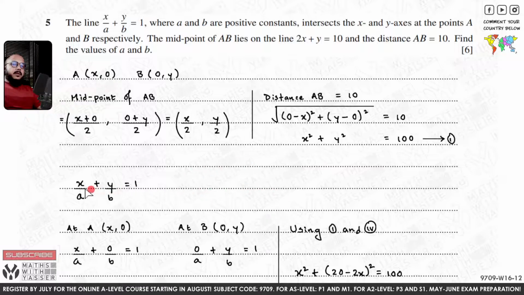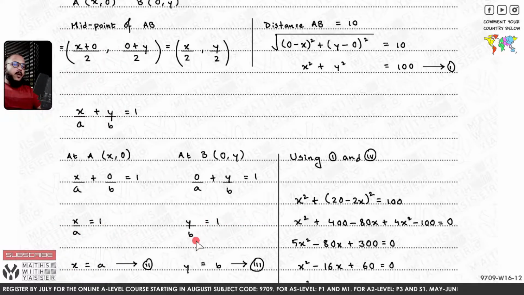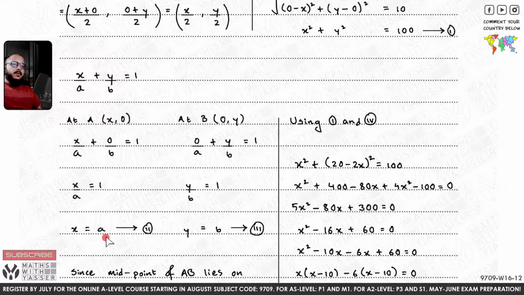Now this was the equation of the line, which was x over a plus y over b equals 1. Now let's substitute the coordinate A into this equation, and we will also be substituting the coordinate B into this equation as well, because they both lie on this line. So x over a plus 0 over b equals 1 and 0 over a plus y over b equals 1. That means x over a equals 1 and y over b equals 1. So x equals a, let's call this equation 2, and y equals b, and let's call this equation 3.